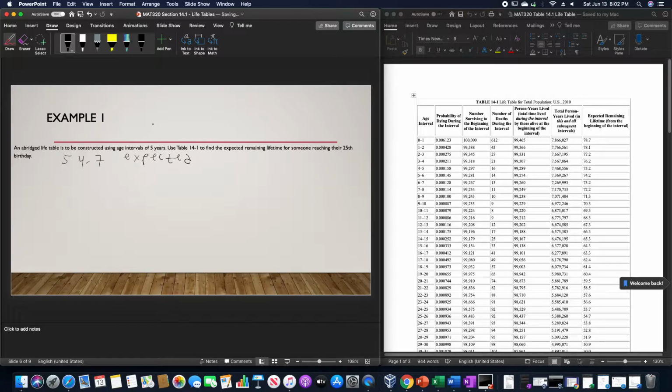For the abridged table, the expected remaining lifetime for someone reaching the 25th birthday will have that same value of 54.7 years. So for that 25 to 30 column, we'll have that 54.7 as the expected remaining lifetime.